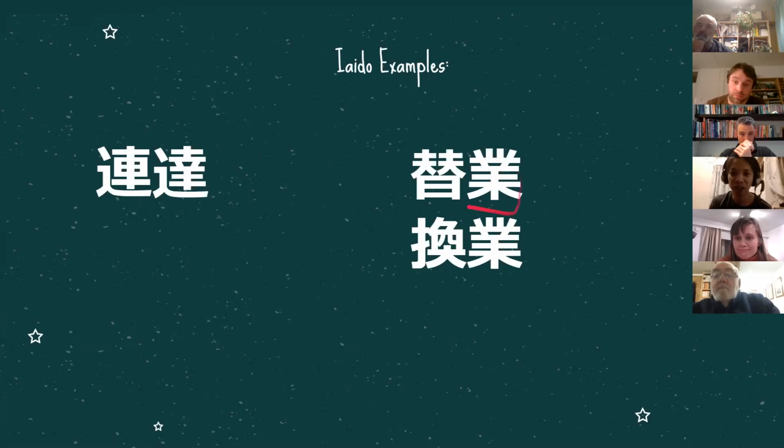And another one is kaewaza. It has two different written variations. It can be this one or this one. My iaido teacher, Omi Sensei, uses this one, and he uses the Chinese reading, and he would say kangyo instead of kaewaza. So it's something that depends on your teacher or your ryuha.